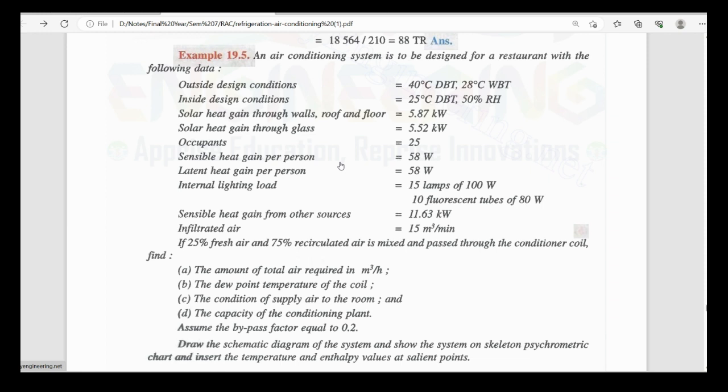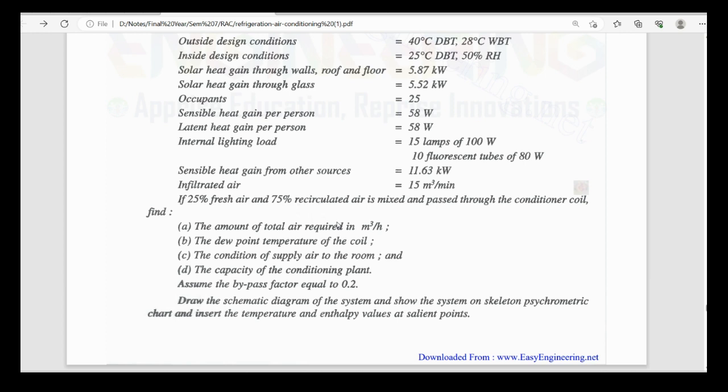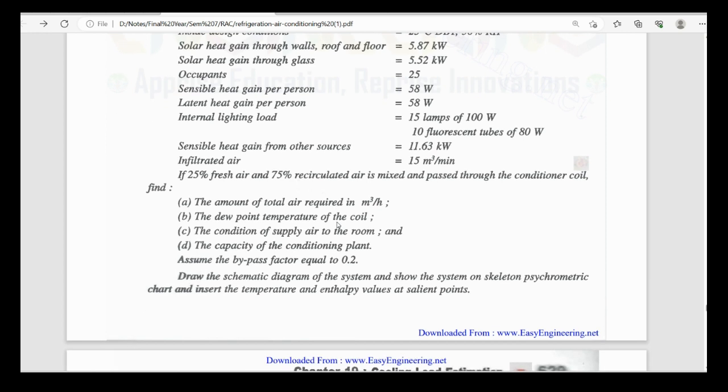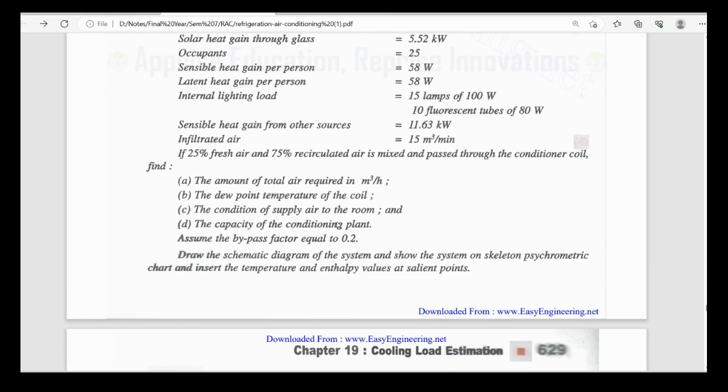Infiltrated air is 15 meter cube per minute. The volume flow rate is given of infiltrated air. Infiltrated air can come from other sources, cracks in walls and windows or doors. Here, 25% fresh air and 75% recirculated air is mixed and passed through the conditioning coil. So here the recirculated air and fresh air ratio is given, which is 3:1.